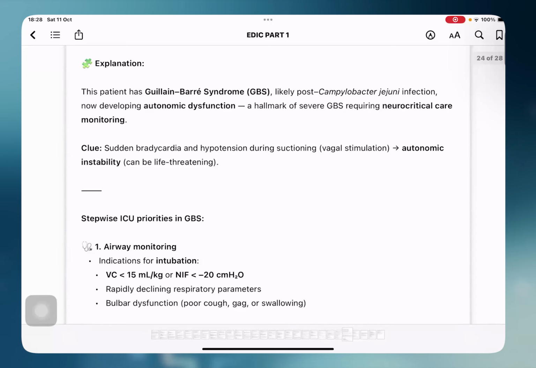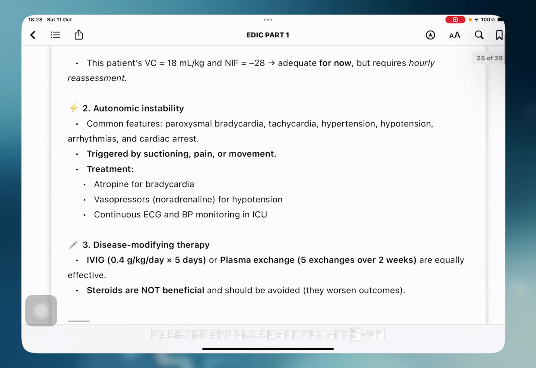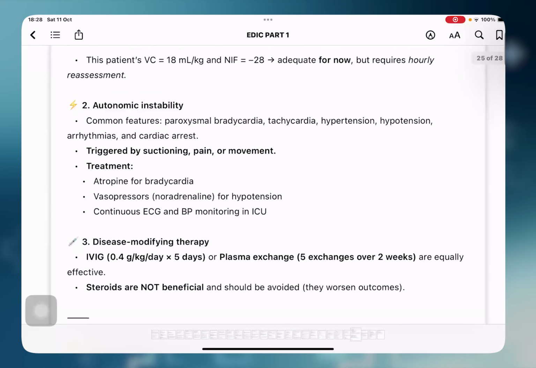Rapidly declining respiratory parameters, for example, rising CO2, dropping oxygen, shallow breathing, use of accessory muscles, all of them will require intubation. Bulbar dysfunction, poor cough, gag, or swallowing. This patient's vital capacity is 18 and negative inspiratory force is minus 28, which is adequate for now, but will require hourly reassessment. As far as autonomic instability is concerned, common features like paroxysmal bradycardia, tachycardia, hypotension, arrhythmias, and cardiac arrest, all of them can happen.